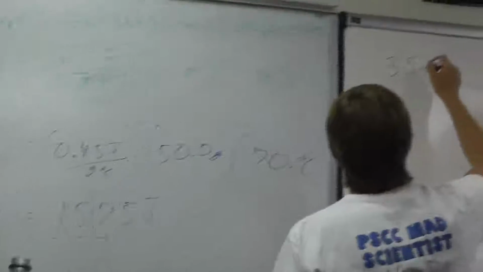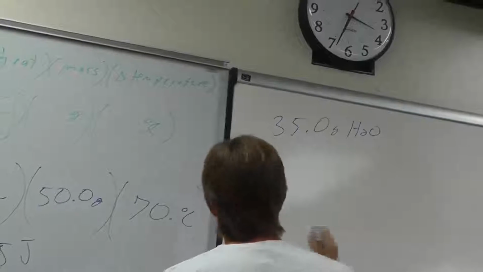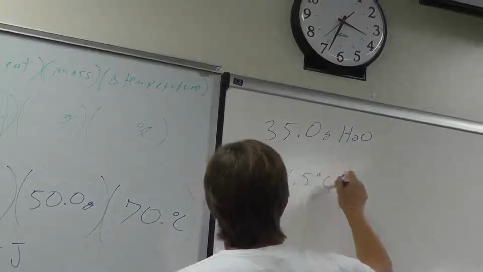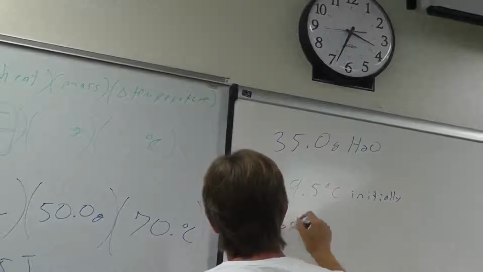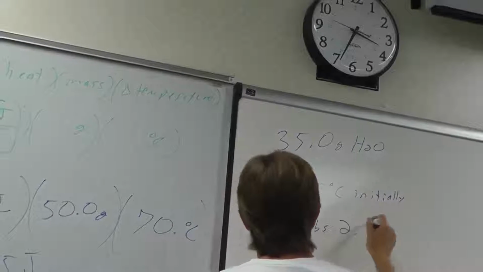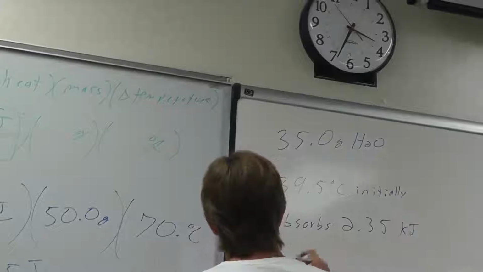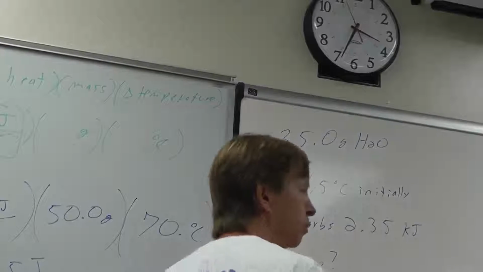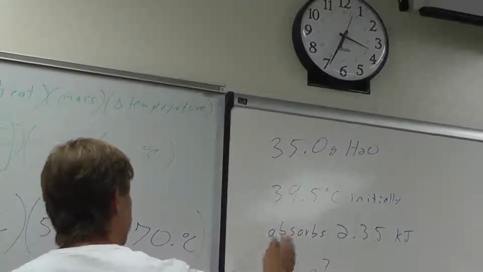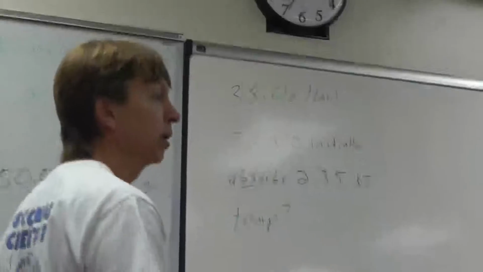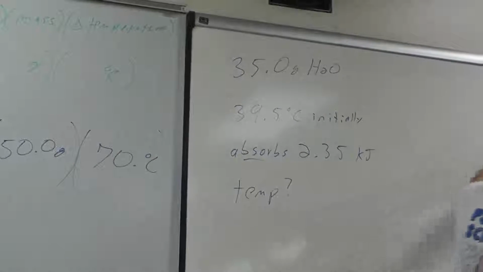Zero grams of water. It's at 39.5 degrees initially. Absorbs 2.35 kilojoules of heat. Ask what the temperature is going to become. Apparently, since it's absorbing heat, it's going to become something higher than 39.5, right? If it's absorbing heat, temperature goes up. We want to calculate exactly what that's going to wind up at.